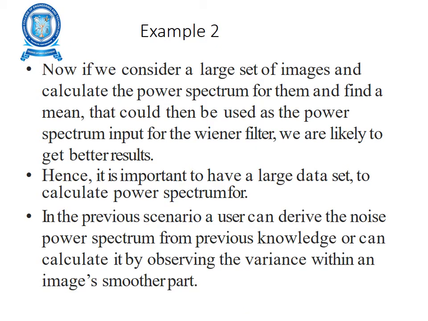Now we can say that if we consider a large set of images and calculate the power spectrum for each of them, then the power spectrum for the Wiener filter will give better results. Hence it is important to have a large data set so that we can calculate the power spectrum. In the previous scenario, the noise power spectrum needs prior knowledge, and we calculate it just by observing the variance present within the smoother part of the image.